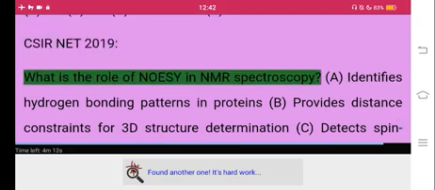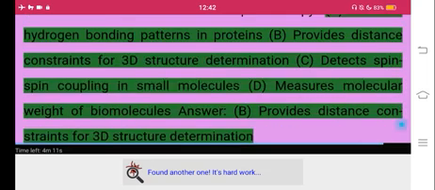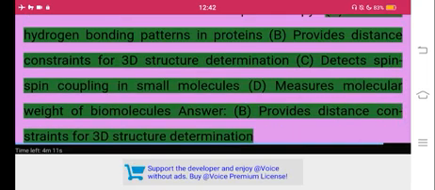CSIR NET 2019. What is the role of NOESY in NMR spectroscopy? A. Identifies hydrogen bonding patterns in proteins. B. Provides distance constraints for 3D structure determination. C. Detects spin coupling in small molecules. D. Measures molecular weight of biomolecules. Answer: B. Provides distance constraints for 3D structure determination.